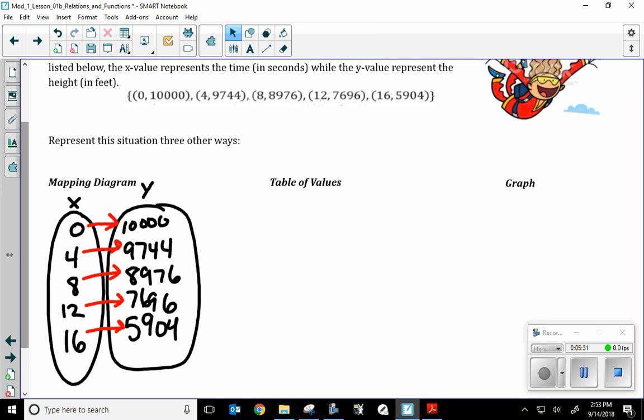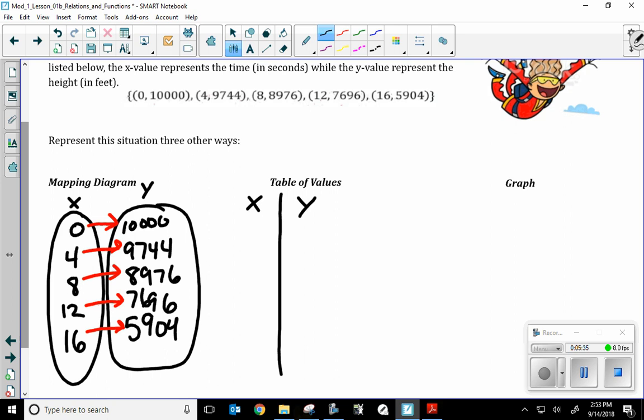Next is a table of values. Now, that is pretty much exactly what we just did, except we don't need the arrows. 0 goes at 10,000. 4 would go at 9744, and so forth. I'm not going to finish that up. Okay, that's our table of values.